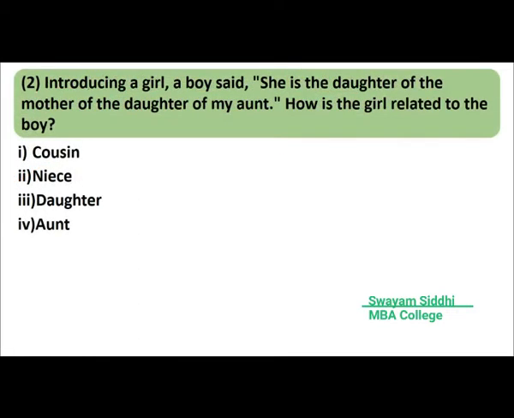Question number 2. Introducing a girl, a boy said, she is the daughter of the mother of the daughter of my aunt. How is the girl related to the boy? Again, very easy. We have seen these kinds of sums. This is the first category where we trace from the last. The sentence is: she is the daughter of the mother of the daughter of my aunt. Let us start. Now instead of the boy, you will consider yourself.